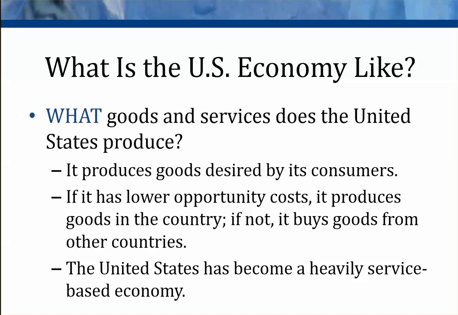So what does the U.S. economy look like? What goods and services does the United States produce? Actually, the United States produces goods desired by consumers, so sometimes they call it a consumer-oriented market. The producers try to figure out what consumers' preferences are, and based on that information, they start to produce the products. If a good has a lower opportunity cost, the country produces it. If not, it buys the goods from other countries.